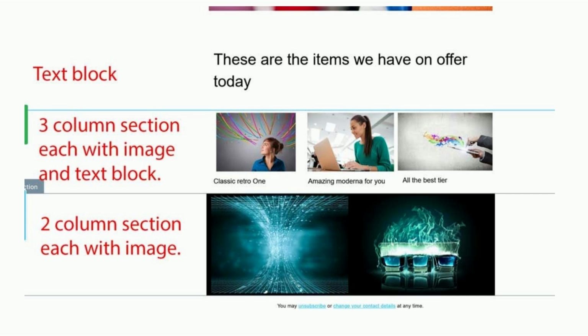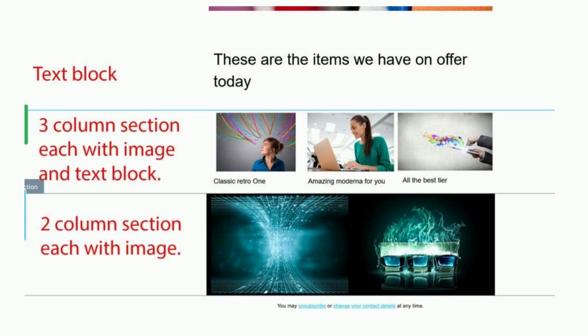To create a gallery or add multiple images, consider adding a section with multiple columns. Then upload images into each column. The following is an end product of a 3-column section with images and a 2-column section with image blocks.